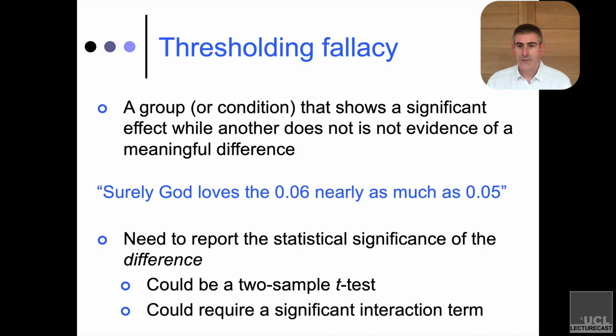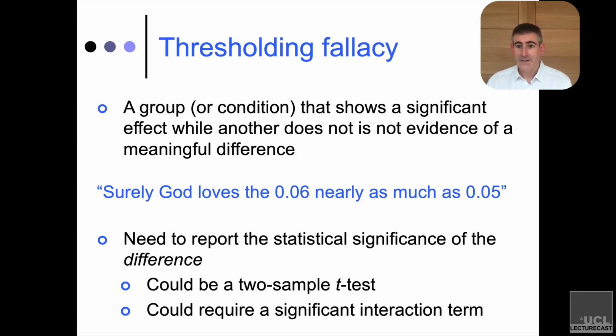So, you get this whenever you have a group or condition that shows a significant effect while the other group or condition does not show a significant difference. And this kind of gets us to that famous quote, surely God loves the 0.06 nearly as much as the 0.05. By choosing 0.05 as our significance threshold, we've made an arbitrary decision. It's a group decision. We do it as a heuristic across fields, so we tend to think that it's meaningful, but it's not. I mean, is it really critical that it's 5 chances out of 100, let's say, instead of 6 chances out of 100? Do you think that that makes a huge amount of difference?